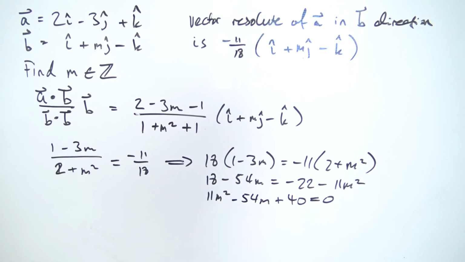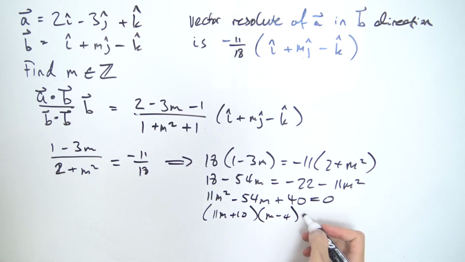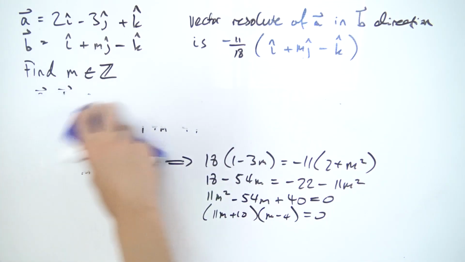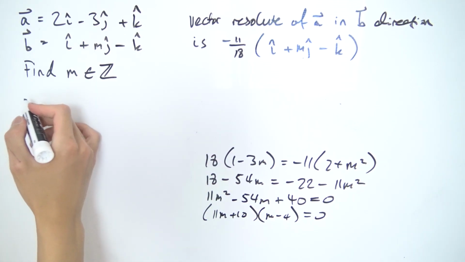I actually didn't see this on the actual exam, but there's a nice factorization you can use. I think it was 11m plus 10, and then let me check my notes, you should also get m minus 4 on this other factor. But I didn't see this, so I just brute forced through the quadratic formula. So let's go through the quadratic formula method, which is the method I used.